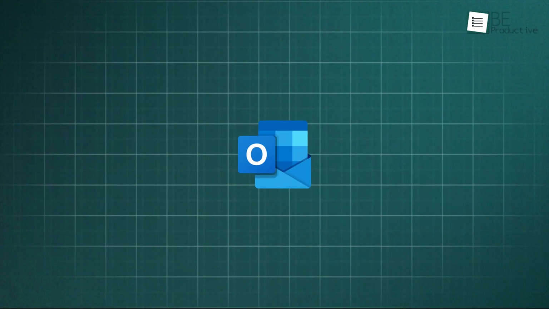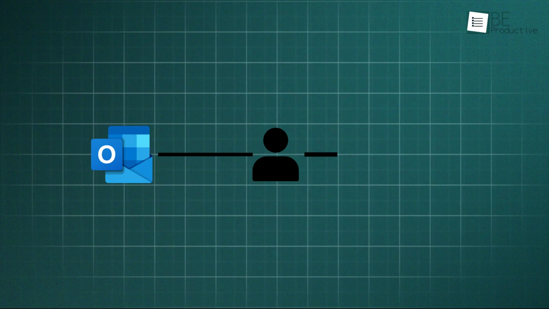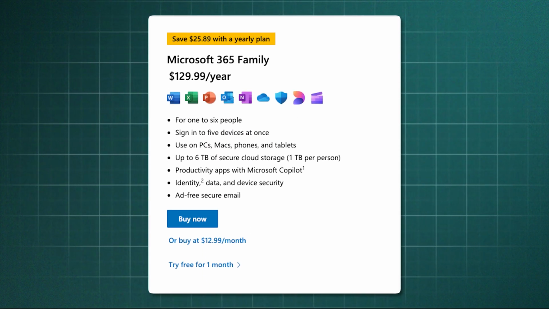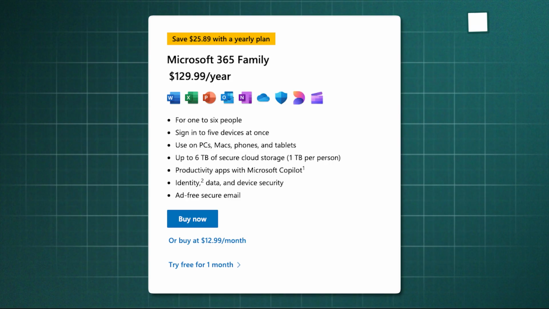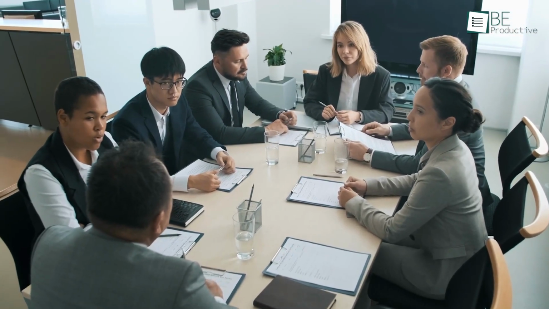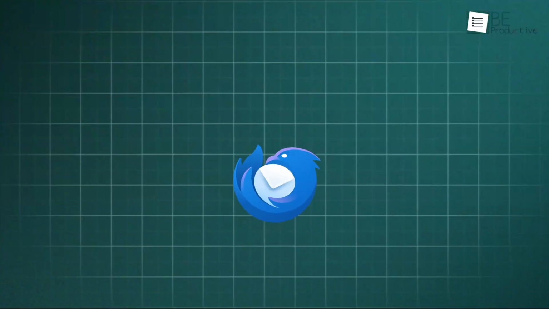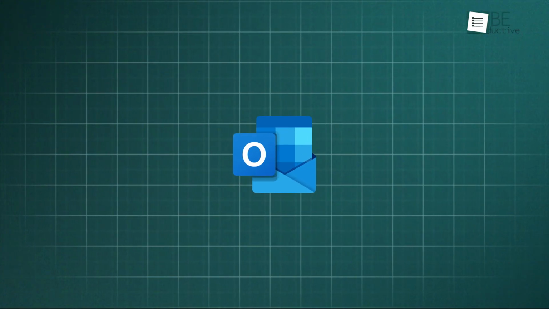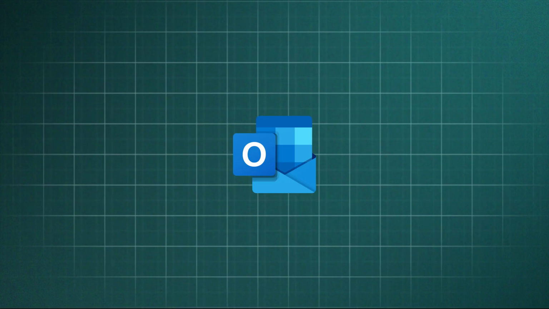Outlook's security model is designed not for the individual, but for the enterprise. Its most powerful security tools are part of a paid Microsoft 365 subscription and are meant to give an organization control over its data. So, while Thunderbird's security protects the user from outsiders, Outlook security is designed to protect the organization from its users.